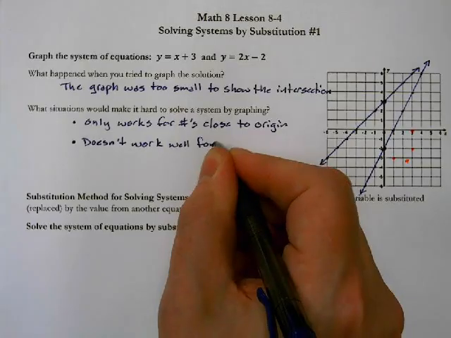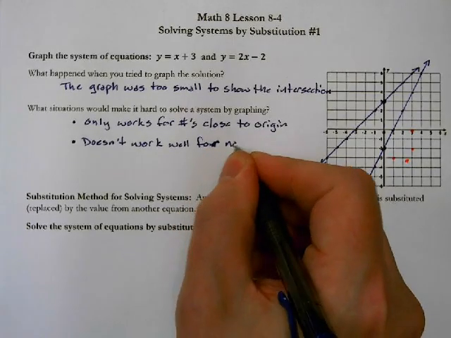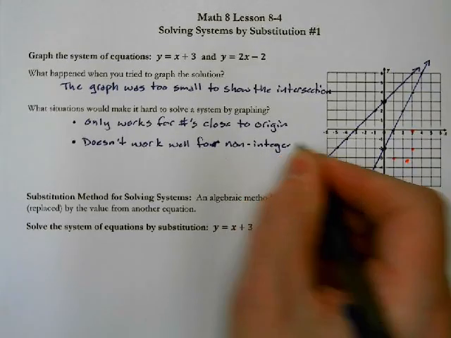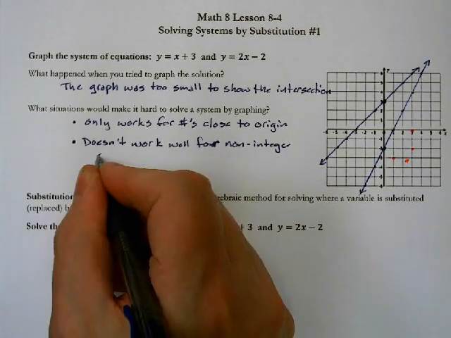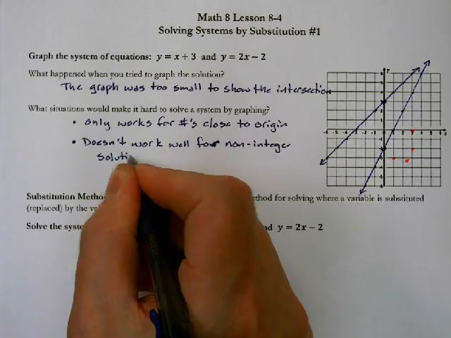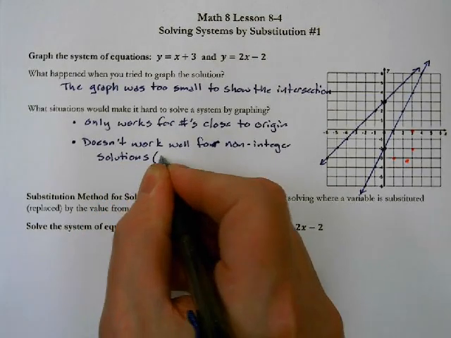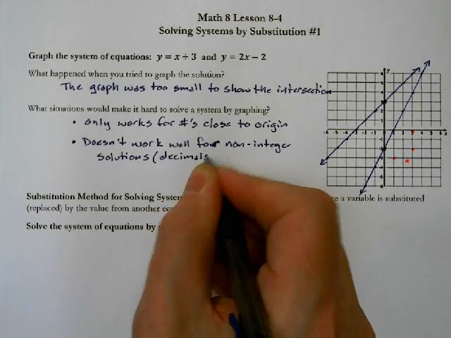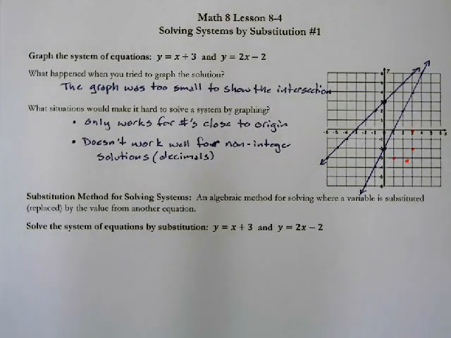Oh, I can spell today. For non-integer solutions, and I'm just going to put in parentheses, decimals. It's not going to work really well for decimals.